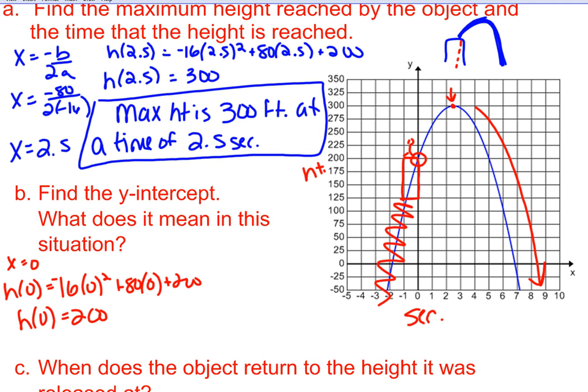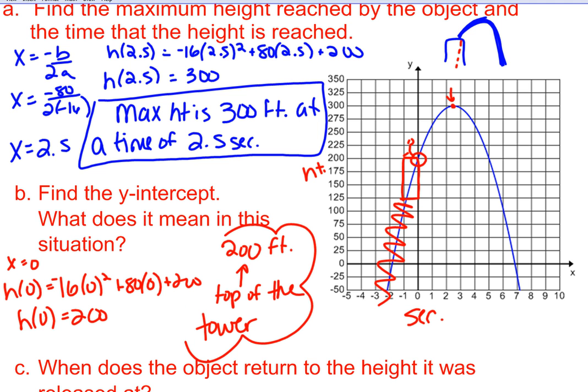So when I answer what does that mean in this situation, this 200 feet is the top of the tower. And they actually gave that to us in our problem. So if you understand how this works, you could have said that answer without using any math, because they told you that you fired it from 200 feet. So that should be the y-intercept. That should be where the graph starts with time of 0. My x value is 0.